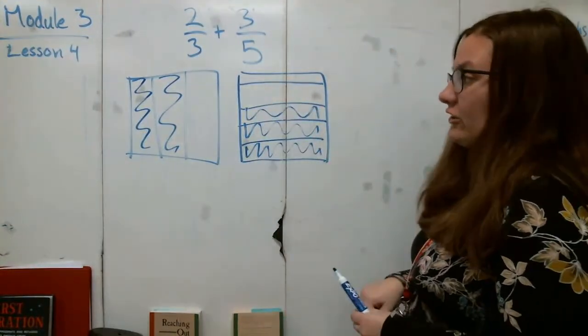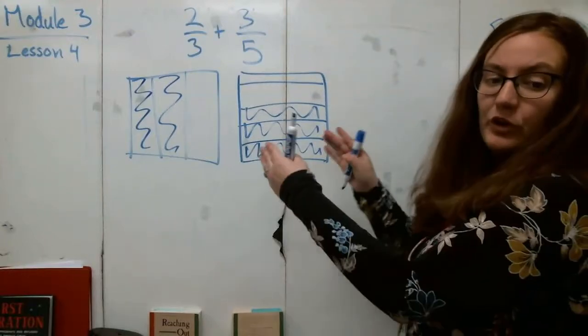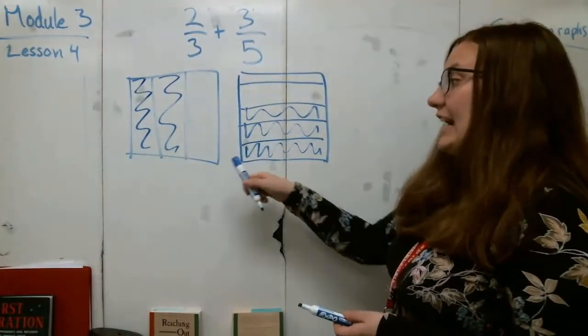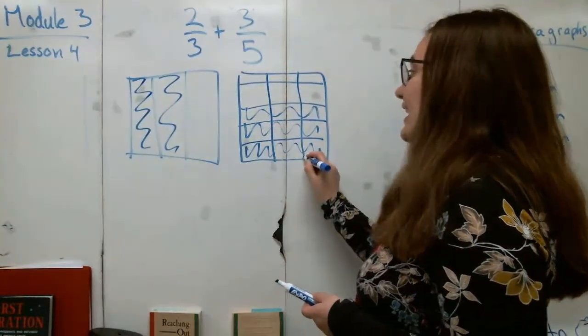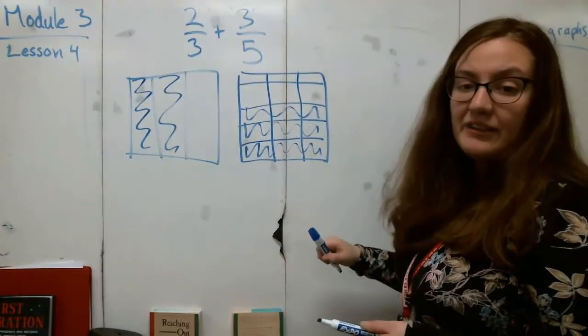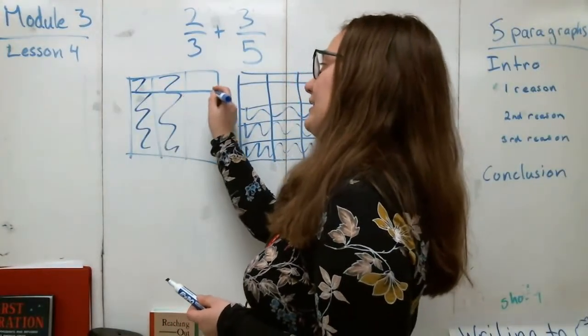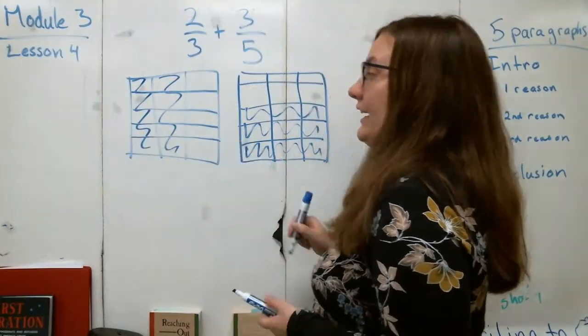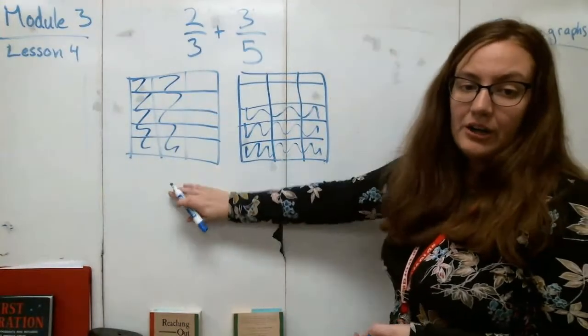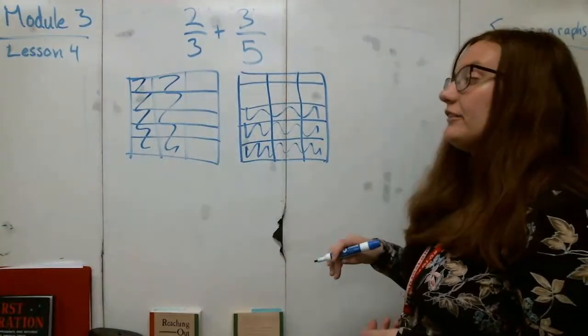And now I need to create that common denominator, so I make both my models look the same. So since I split this one into thirds, I'll split this model into thirds. And since I originally split this model into fifths, then I'll split this model into fifths. Then after that, we're going to write our new equation with our new equivalent fractions.